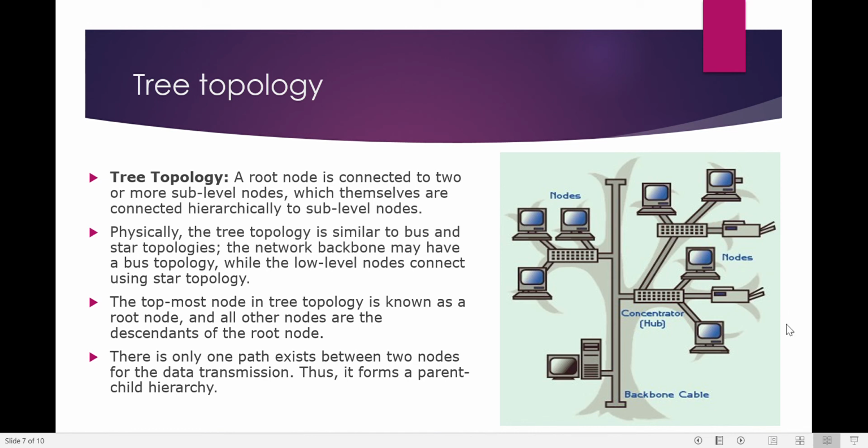The topmost node of tree topology is known as the root node and all other nodes are descendants of the root node, and generally there is only one path which will exist between two nodes for the data transmission. So it kind of forms a parent-child hierarchy.